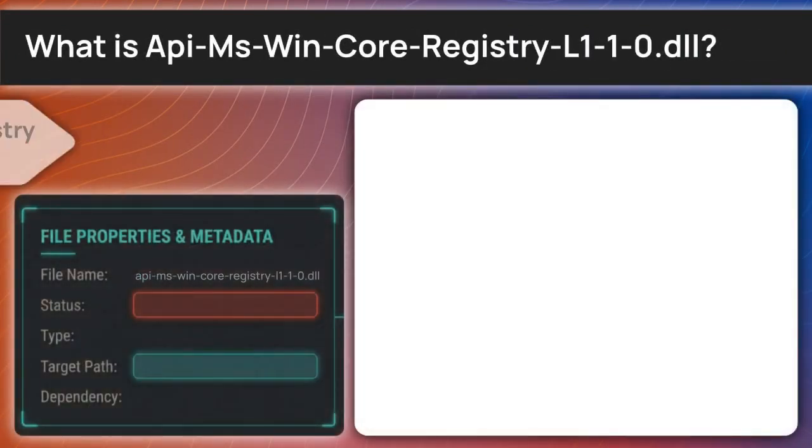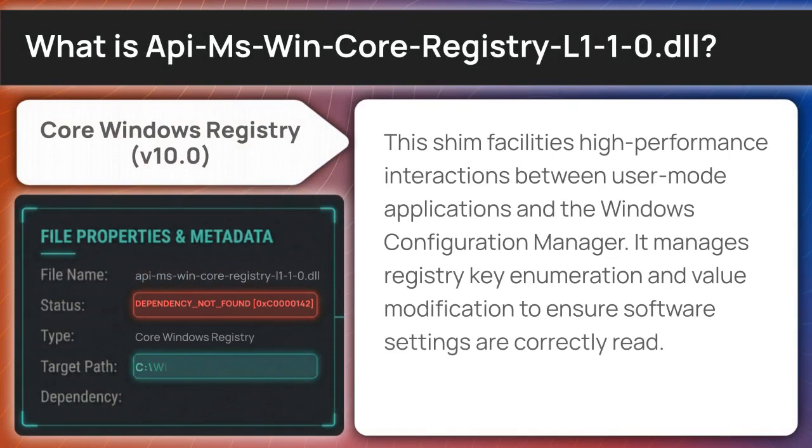This is the Windows Core Registry API. This shim facilitates high-performance interactions between user mode applications and the Windows Configuration Manager. It manages registry key enumeration and value modification to ensure software settings are correctly read. Since we've identified what's missing, let's try the official recovery method.